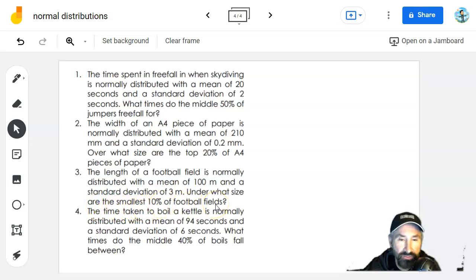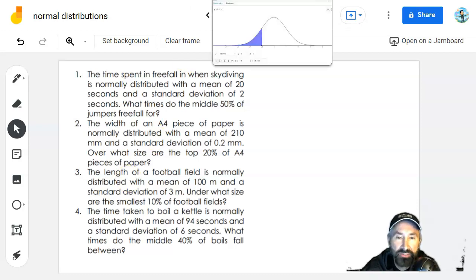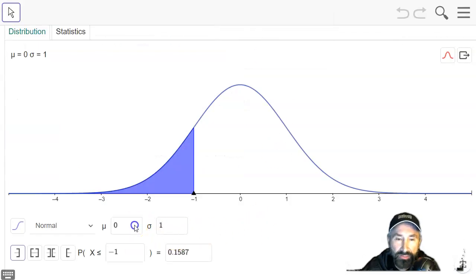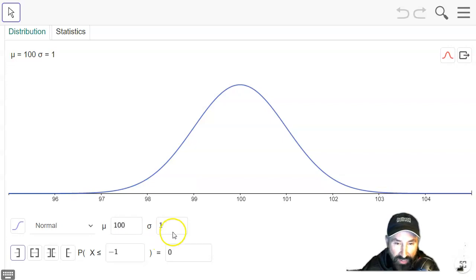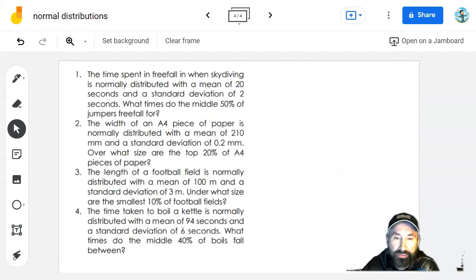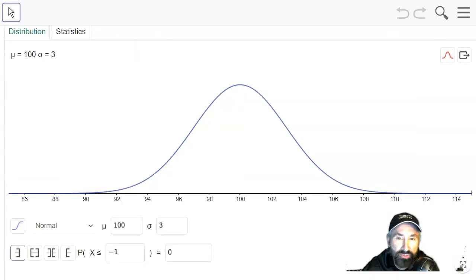So let's take a look. And then again, with regard to length, not area. So we've got a mean of 100, and let's go ahead and put that in. And we've got a standard deviation of 3. And then 10%, that we want the lowest 10%.